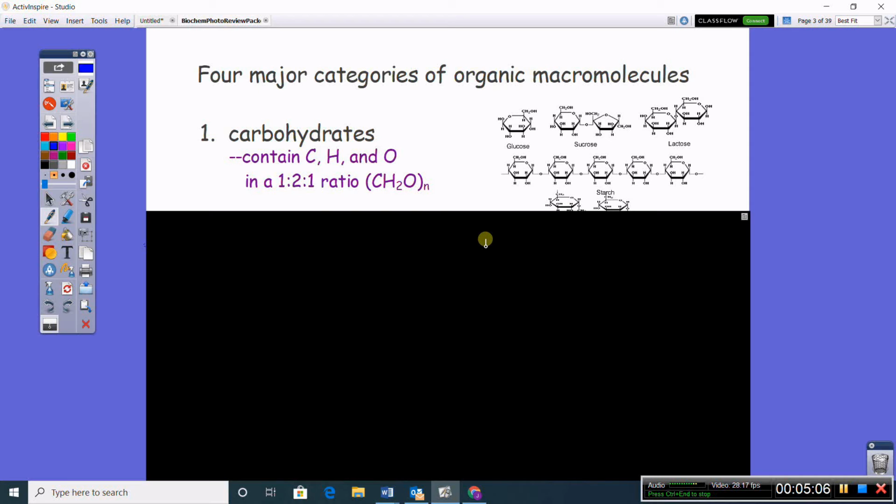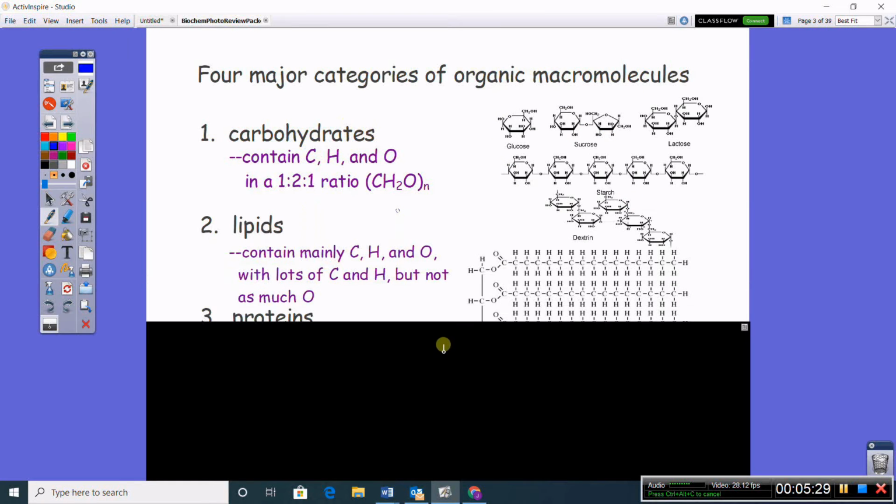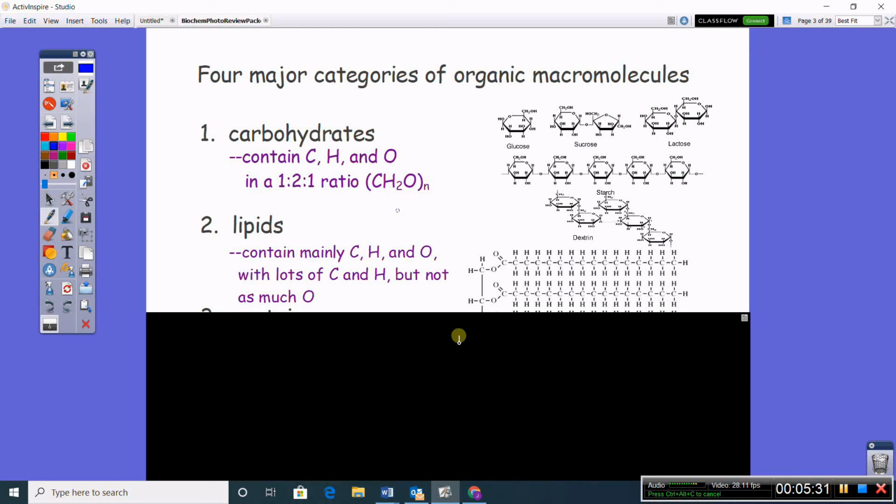Carbohydrates are always going to have twice as many hydrogens as they do carbons and oxygens. And that means that the number of carbons and oxygens in carbohydrates is going to be fairly equal. And we'll look at specific categories of carbohydrates, but many of them come in a ring type form. We'll look at some specific categories on the next slide. All right, lipids.